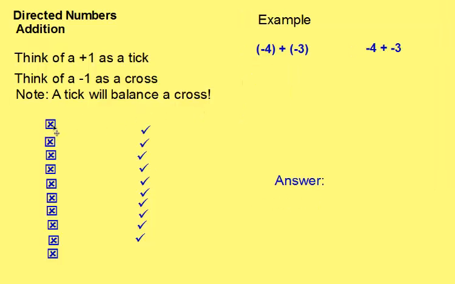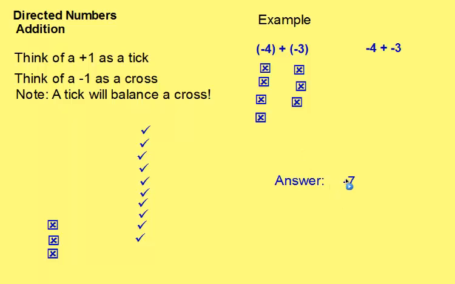So let's try another one. Negative 4, okay, so now I have 4 crosses. And positive 3, and negative 3, therefore we want 3 more crosses. So it's clear now there's no balancing out, is there? So what do we have altogether? We have 4 crosses and 3 crosses is 7 crosses, and that is, in other words, negative 7 is the answer. Get the idea?